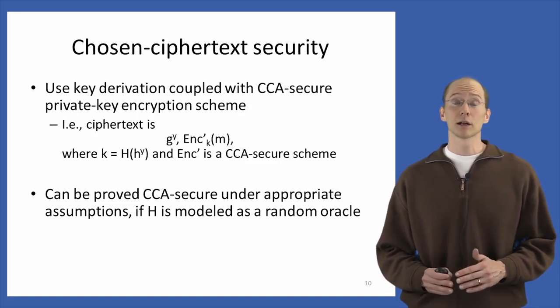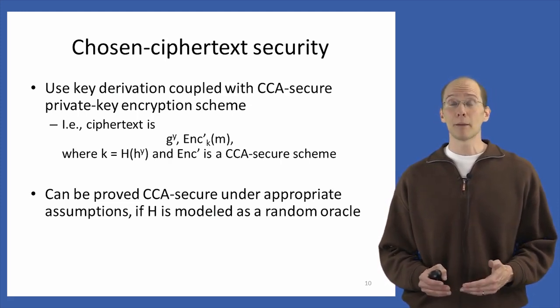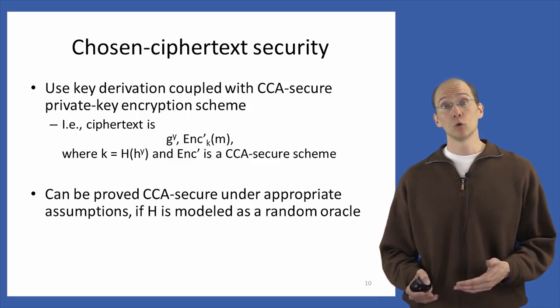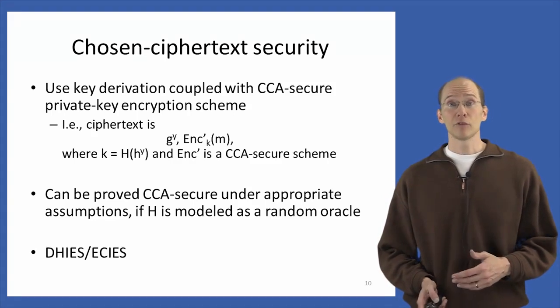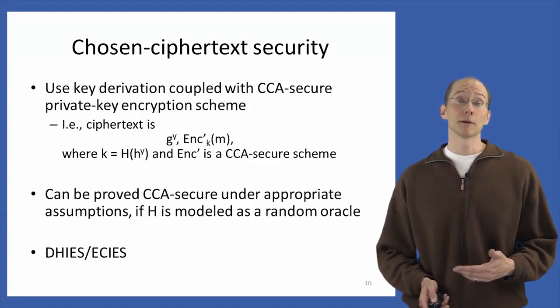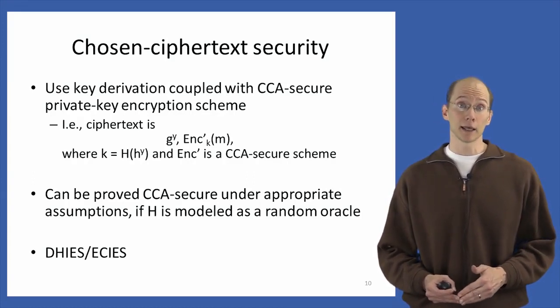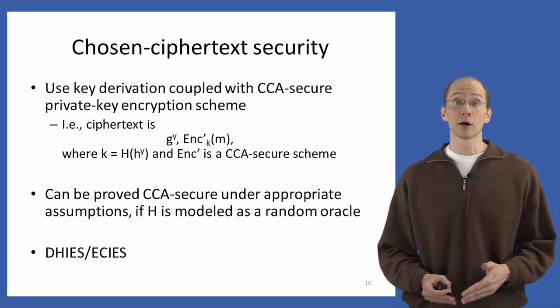Now, we haven't talked in a lot of detail about the random oracle model, but suffice it to say that this means we treat H as a random mapping from its input, i.e. group elements, to the set of keys that it outputs. In fact, this approach has been used to construct the standardized encryption schemes DHIES and ECIES, where one of those is based on subgroups of Z_p star, and the other is based on elliptic curve groups.